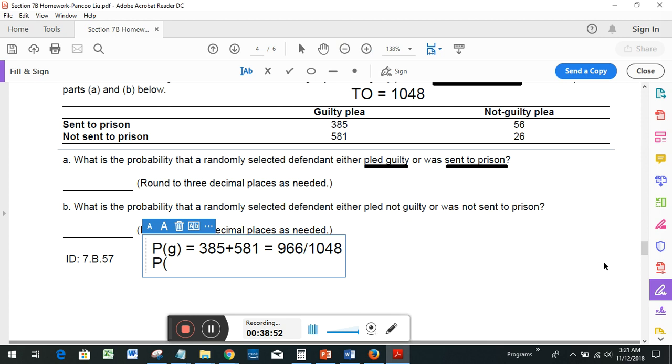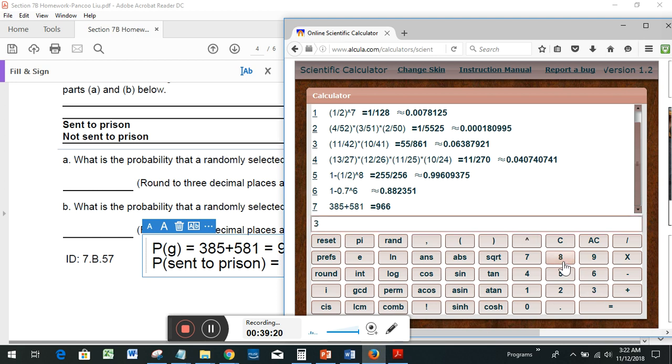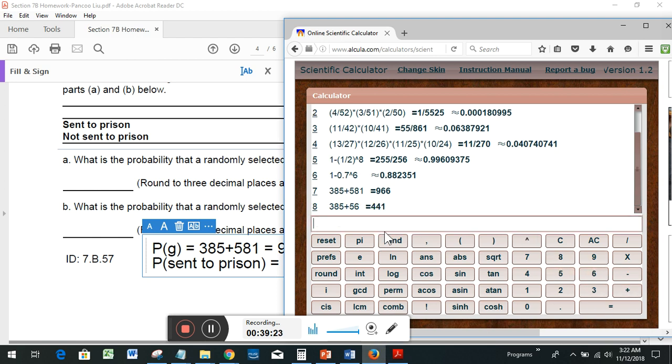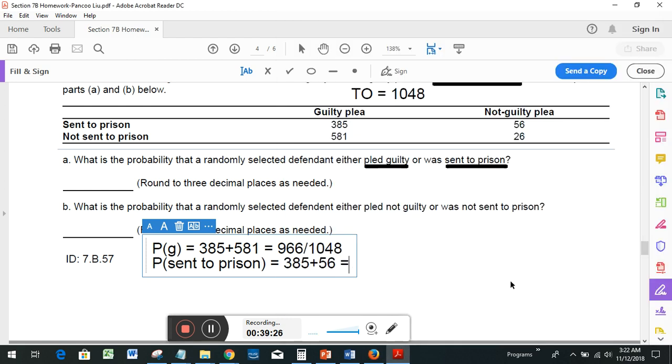Now we're going to look for the probability of being sent to prison. We're going to add up the sent to prison, which are in the rows here. It'll be the first row of 385 and 56. So 385 plus 56, you'll end up with 441. So 441 out of 1048 were sent to prison.